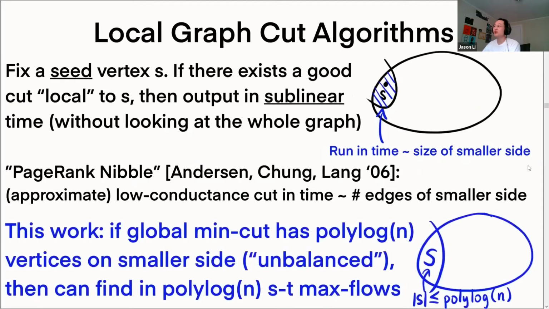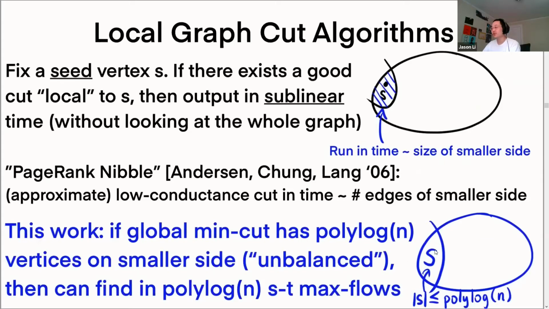And this work, how we use local algorithms is we show the following theorem. If the global min cut is very unbalanced in the sense that it has only polylogarithmic vertices on the smaller side, like this, then we can essentially find it in polylogarithmic ST max flows. So why is this local?